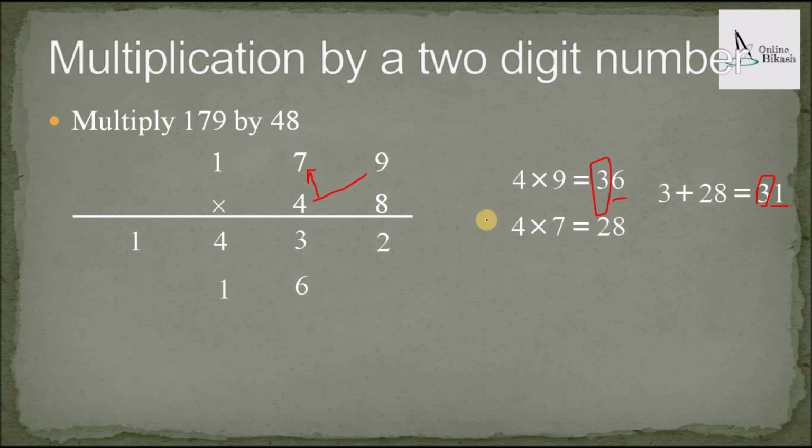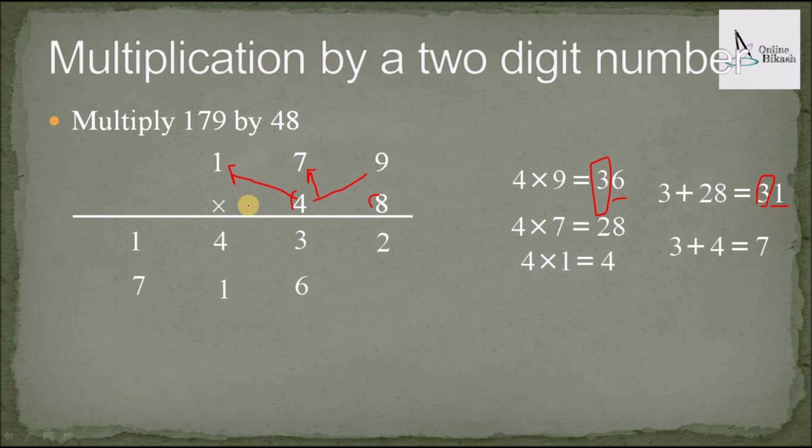Now we'll move to this number 4 and 1, because we have multiplied this 9, we multiplied this 7, then we have to move to the 1. So 4 times 1 is what? 4. We have the carry, so 4 plus 3 is 7. So we'll place this 7 here, and in that way we have got the numbers. We have multiplied with this 8, we have multiplied with this 4. Now no number is left here, so we do not have to do further, and we have to stop here.